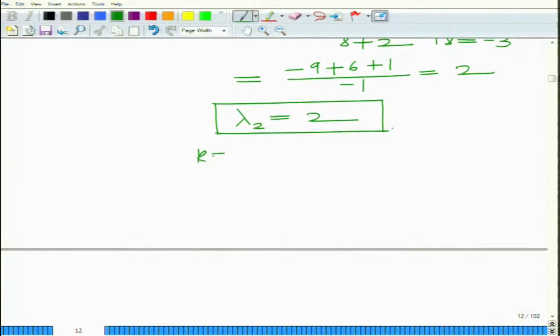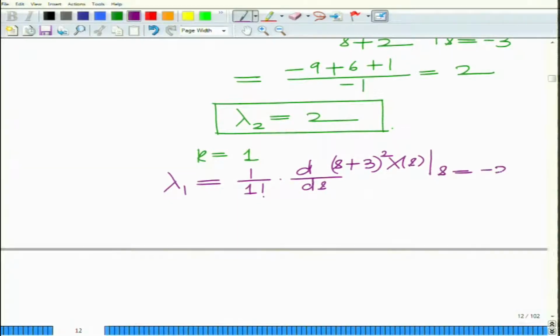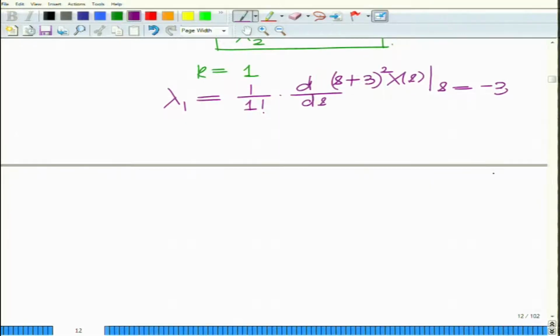Now, if we set k equals 1, we have lambda 1, lambda r minus k, 2 minus 1 is 1, over 1 factorial times the first order derivative of, I am sorry, not X(s), that is (s plus 3) whole square times X(s) evaluated at s equal to minus 3. Now, let us look at d by ds of (s plus 3) whole square times X(s).